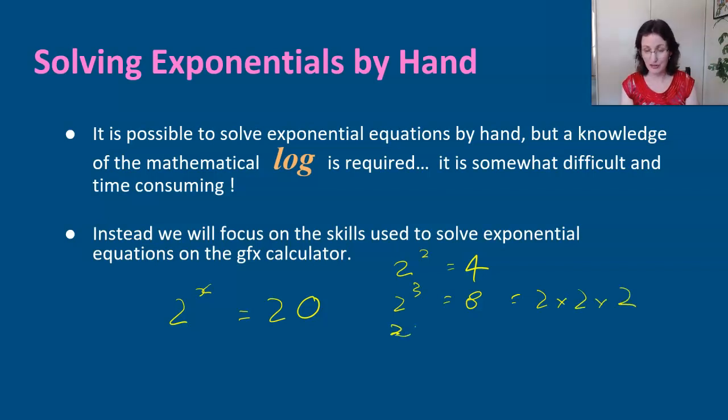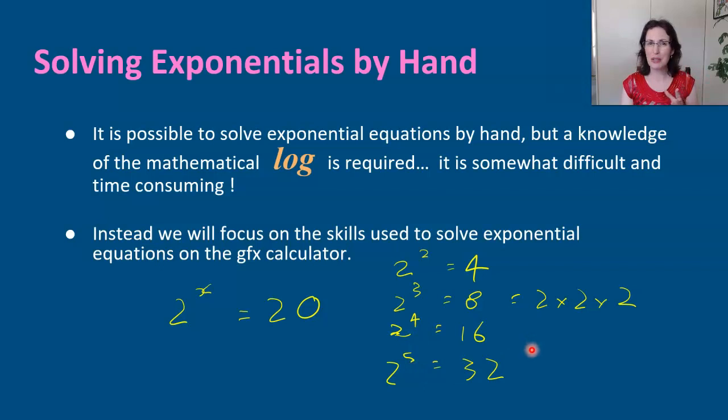What's 2 to the power of 4? Timesing the 8 again by 2 to get 16. 2 to the power of 5 is 32. So the type of thing that we're going to be doing is thinking about this 2 to the power of x. What number could x be so that the answer is 20? Is it any one of these exactly? No, it's not. It's not exactly 3 or 4 or 5.